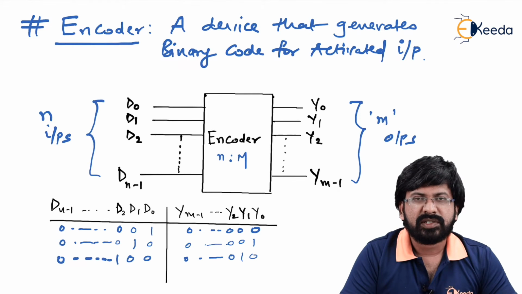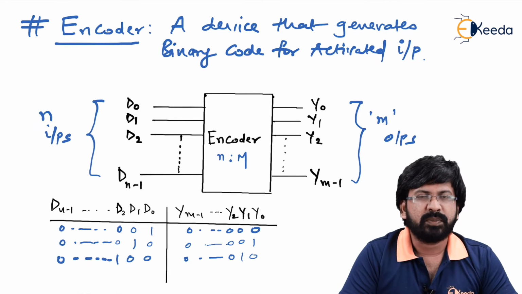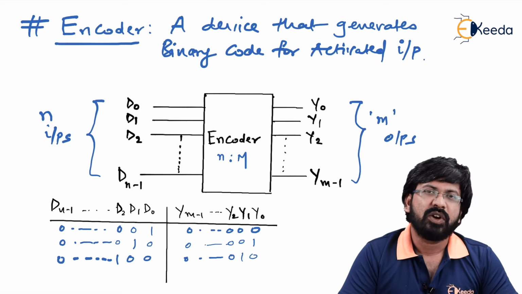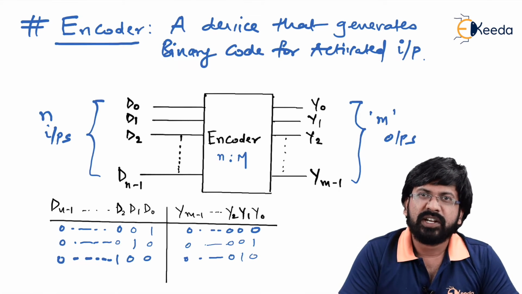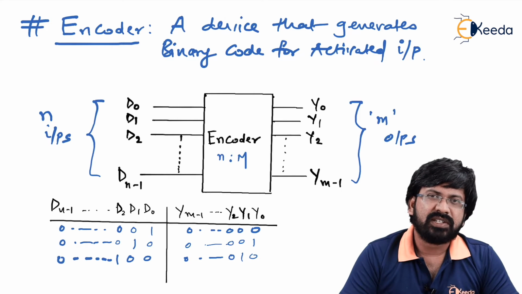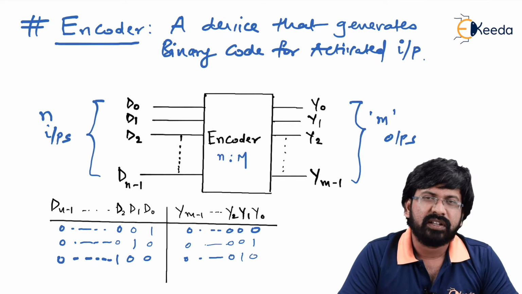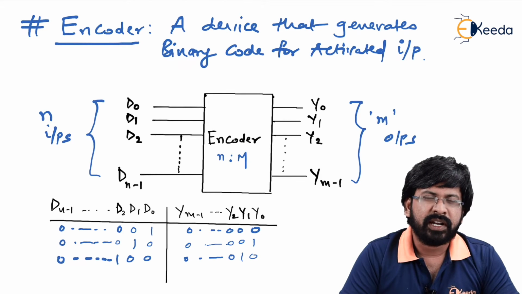But the problem with this normal encoder is that only one input should be activated at any given time. What if user tries to activate more than one input at a time? What if in worst case scenario all inputs are set to 1, then what should be output of encoder? So this is like a problem which is going to occur in encoder. Therefore, encoders are not made this way.